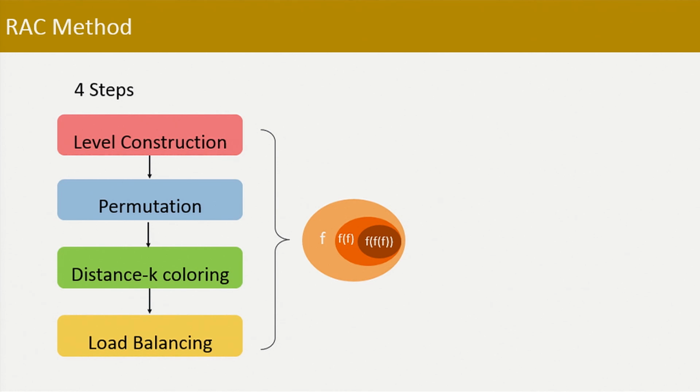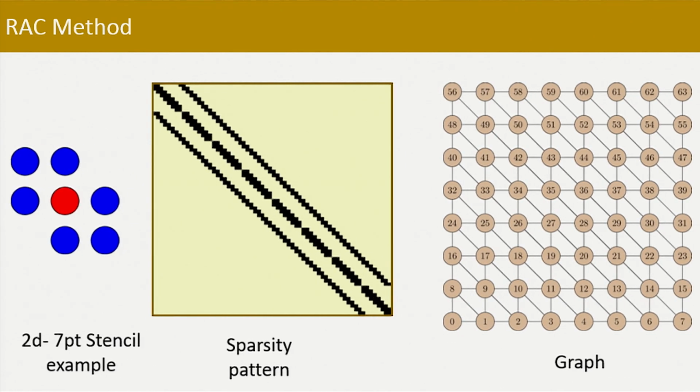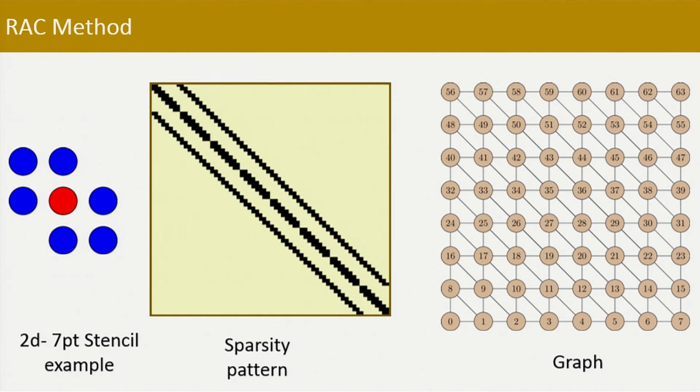To explain all the 4 steps, we use a simple sparse matrix related to a 2D 7-point stencil example. Any matrix can be represented with a graph. The graph basically shows the connectivity of the matrix. Formulation of the RAC method is done on the graph of the matrix. The sparsity pattern and graph of the matrix can be seen right over here.